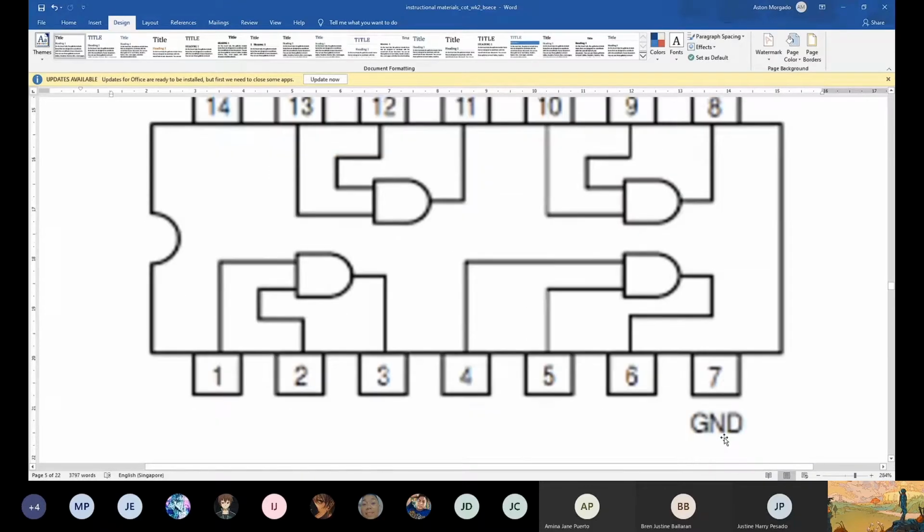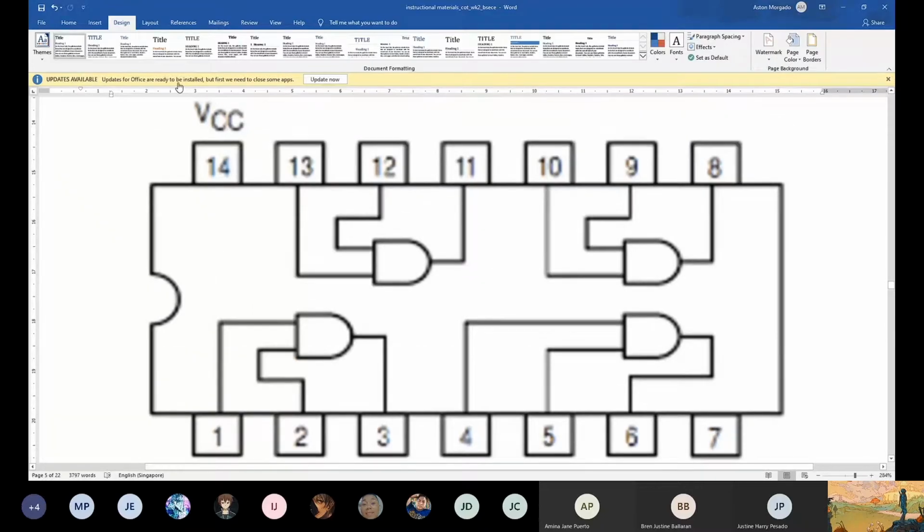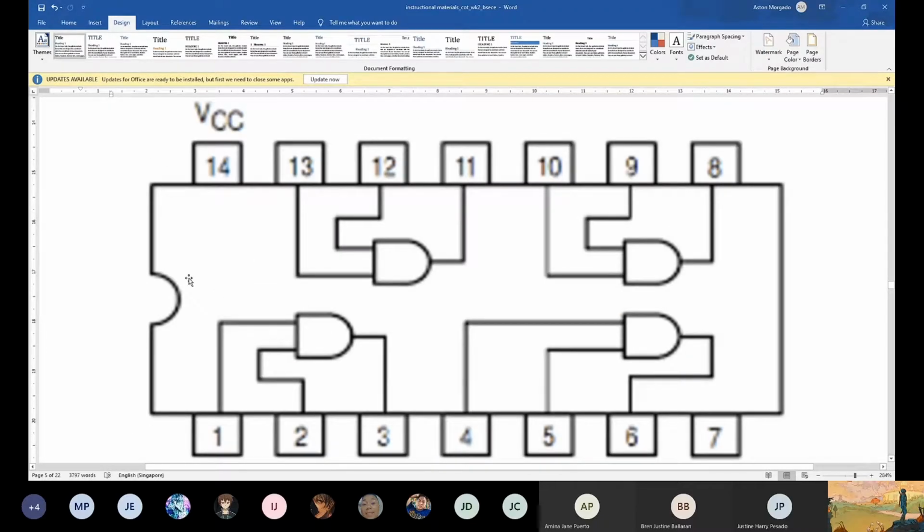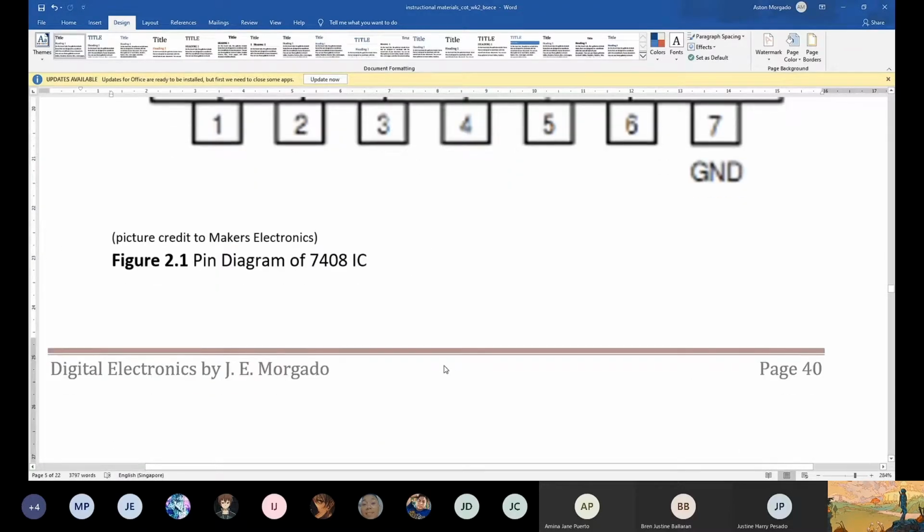In pin 7, you connect it to the ground, and VCC is connected to the positive supply. Just like you did in Electronics 1, where we use batteries. Did you use batteries in your Electronics 1? No? You used a power supply. Okay.